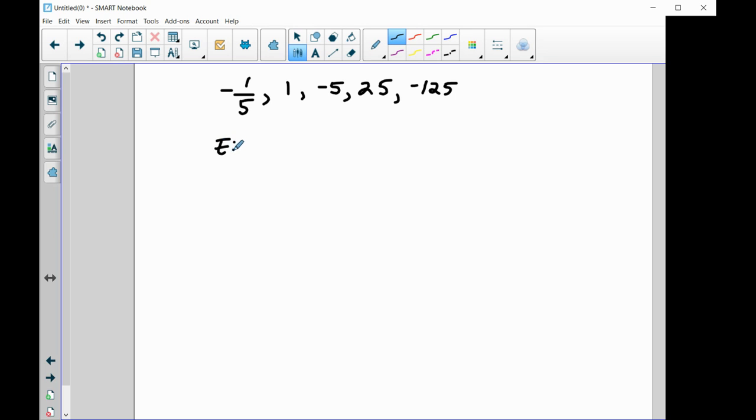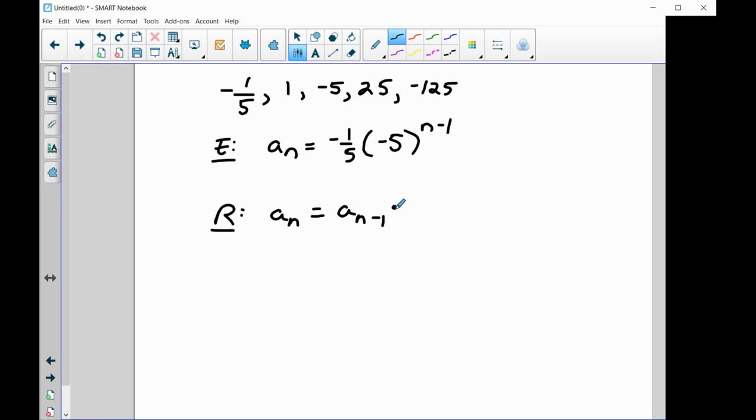Then the explicit rule is going to be a sub n equals a sub 1, which is -1/5, times r, which is -5 to the n minus 1 power. And then the recursive rule is going to be a sub n equals a sub n minus 1 times r, comma, a sub 1 is -1/5.